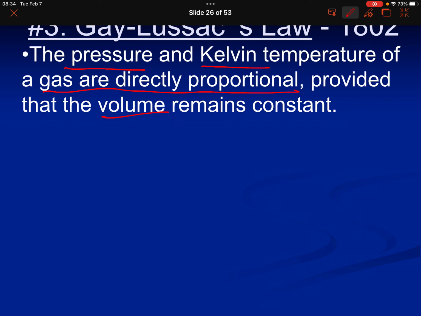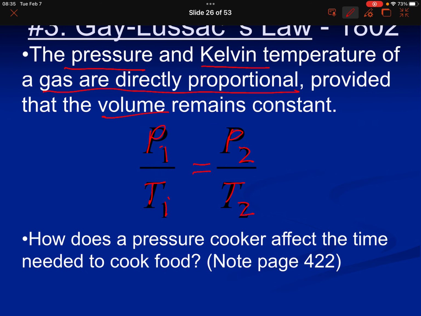Then we have Gay-Lussac. He's next. This guy's a French chemist who studied the physical properties of gases, another balloon guy. His law relates pressure and Kelvin temperature. Pressure and temperature are directly proportional if the volume remains constant. I don't like that this one is in black, but it is what it is. So P1 over T1 equals P2 over T2. I'll sort of draw over this so you can see it better.